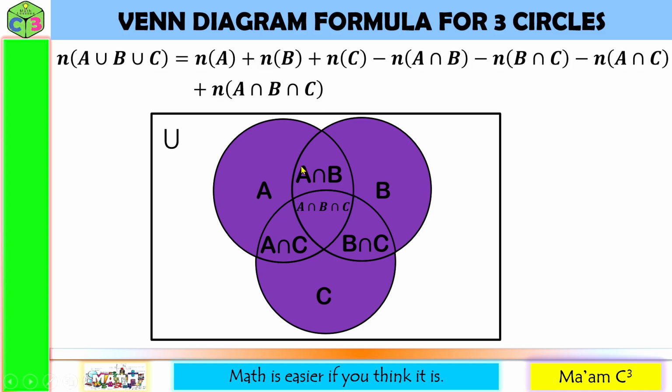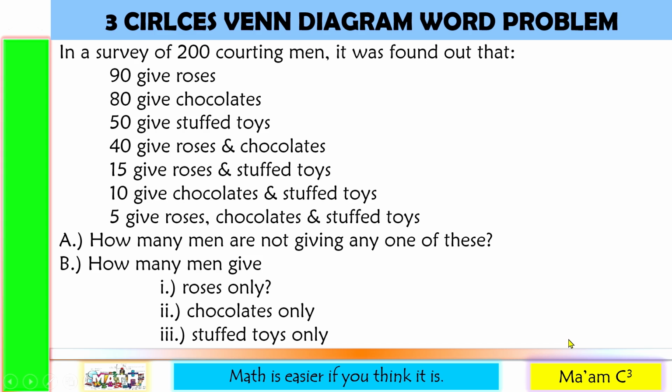Now, when we subtracted these three intersections here, this middle part was also omitted. But we need that. So that is why we're going to add the cardinality of A intersection B intersection C. Let's have an example. In a survey of 200 courting men, it was found out that here are the details. So let us create the Venn diagram for this.